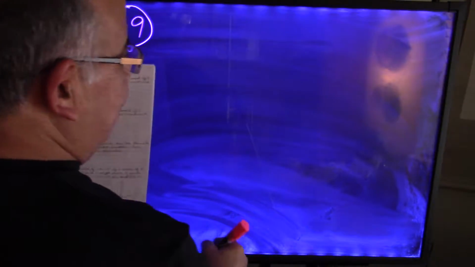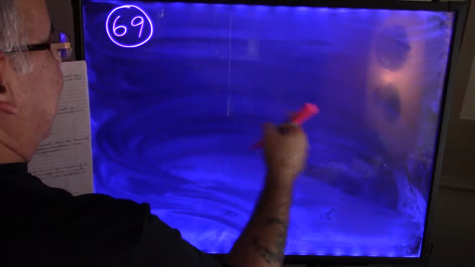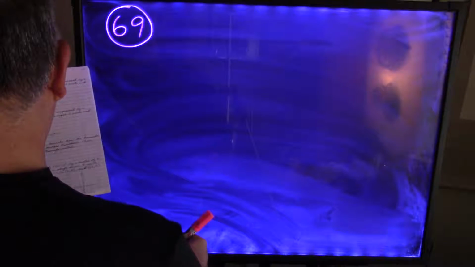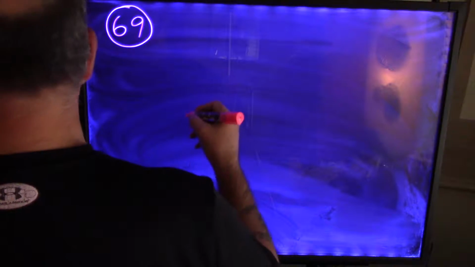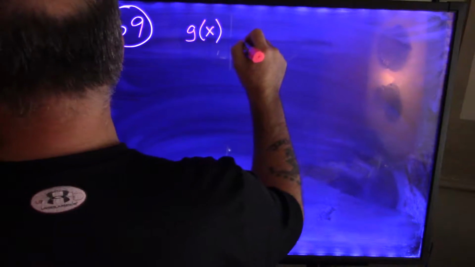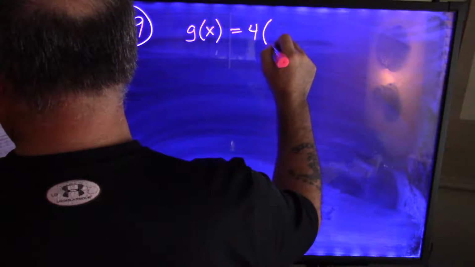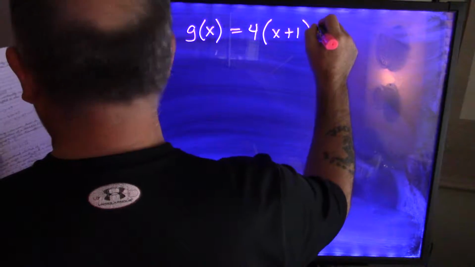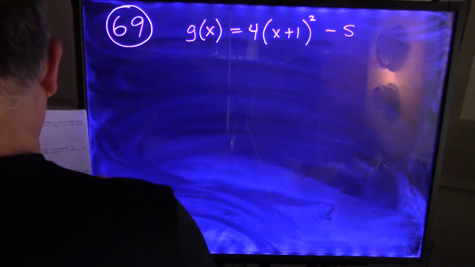But you know, it's kind of a pain to draw coordinates, x, y axes, and get everything nice and neat on this board freehand. So I'm going to refer you to the picture in the book. So we've got a formula here, g of x equals 4 times (x plus 1) squared minus 5. All right.